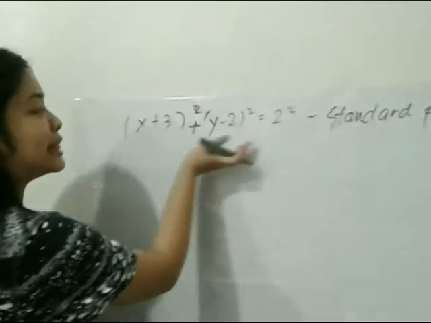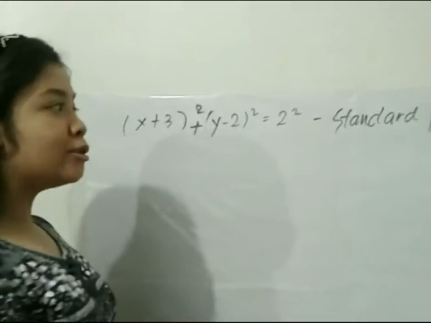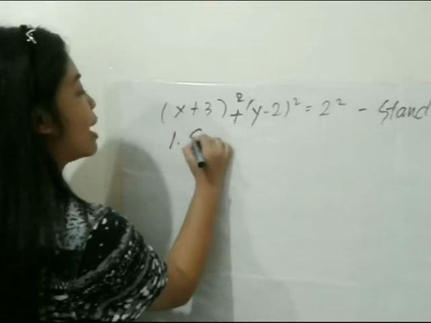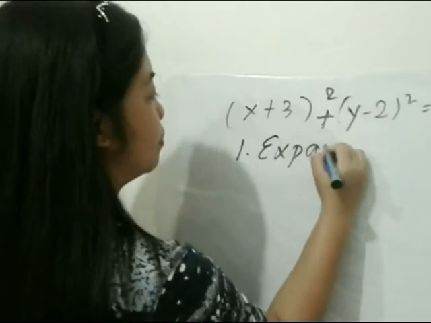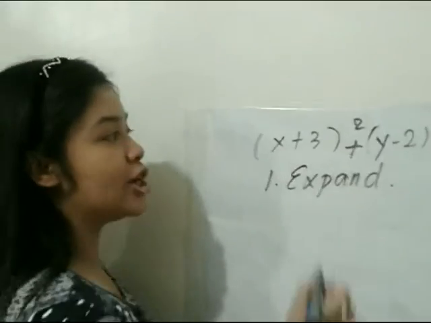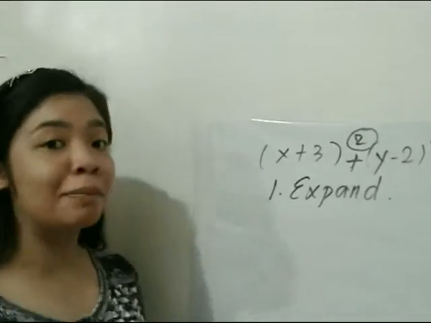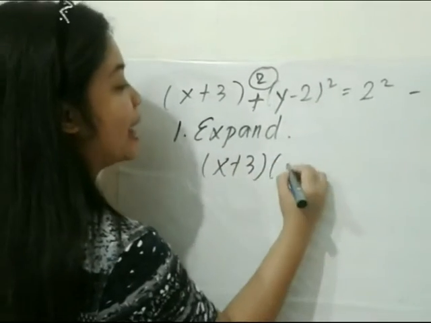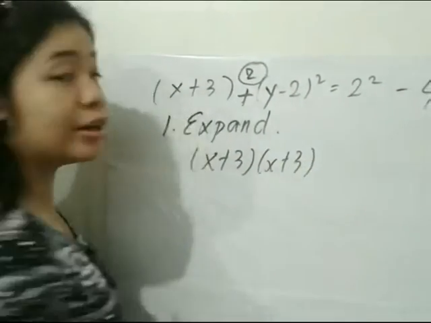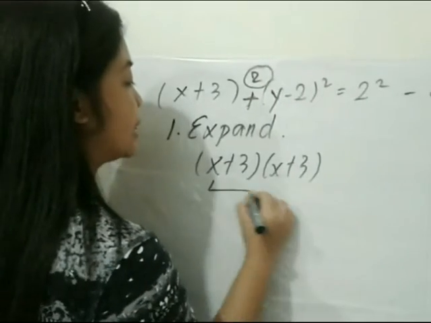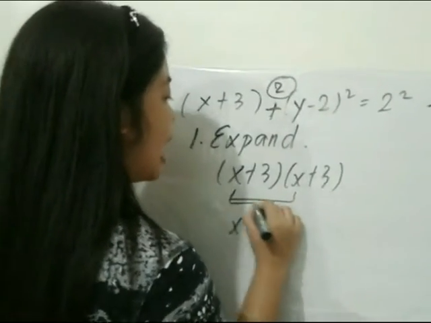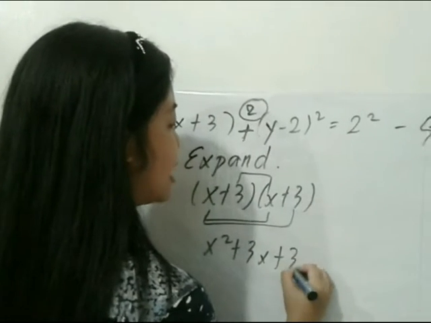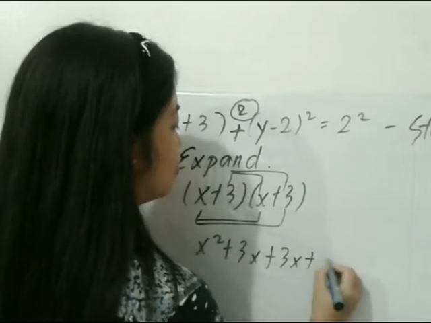Now that we have the standard form, we are going to transform it into the general form. First step is to expand the equation. Since the equation is squared, we can multiply it by itself. So (x plus 3) multiplied by (x plus 3). We're going to use the FOIL method with this one. x times x, x squared. x times 3, 3x. 3 times x, 3x. 3 times 3 would become 9.